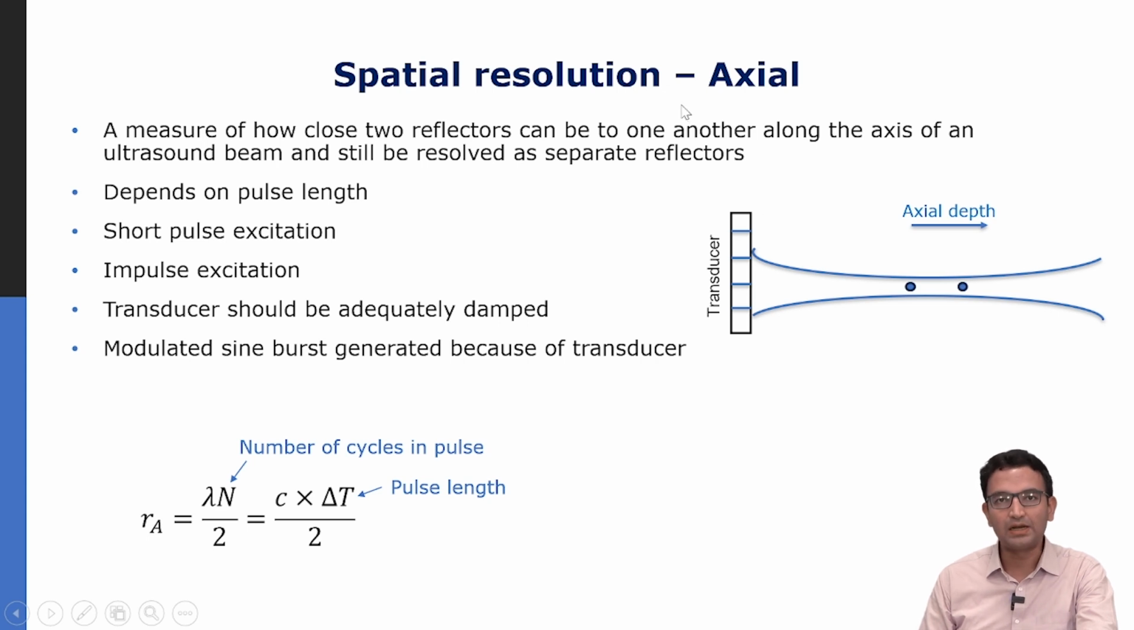Now, even if we excite the transducer using an impulse, it turns out that the pulse that is generated, as I showed you earlier in the impulse response measurement, is sinusoidal in nature, and this is because of the band pass response of the transducer. Your transducer is actually working like a filter, and even if you excite it using an impulse, it will actually generate the frequencies which are within its bandwidth, and that would look like a modulated sine burst. So the axial resolution can actually be calculated as lambda times n by 2, where n is the number of cycles in the pulse, or c times delta t by 2, where delta t is the temporal pulse length.